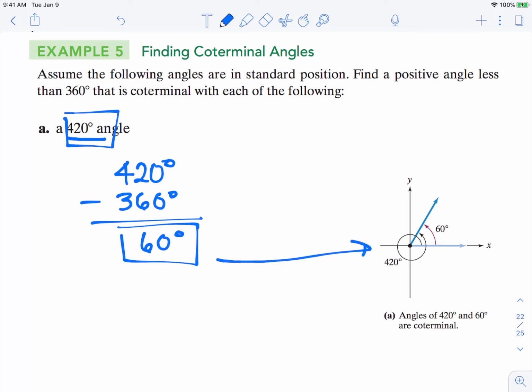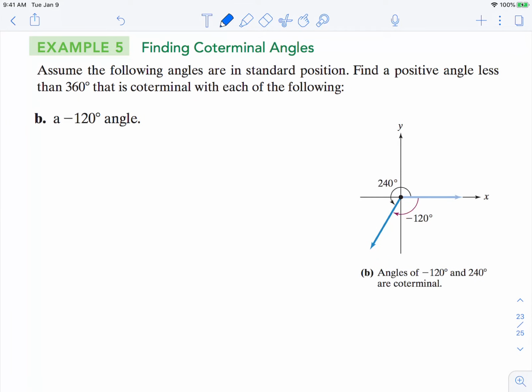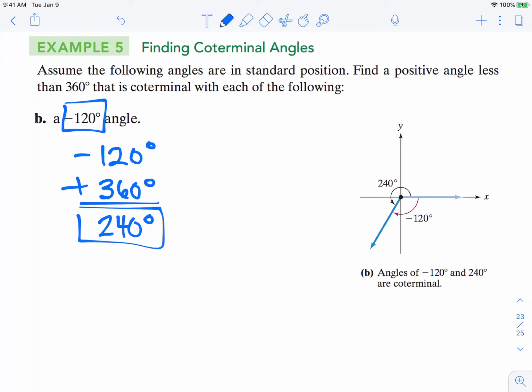And then what I did over here on the right is I graphed those two angles on the same coordinate plane. Here is 60 degrees in the positive, and then this one is 420 degrees in the positive. Example B, negative 120 degrees. We can add 360 degrees to that angle measure, giving us 240 degrees. So 240 degrees and negative 120 degrees are coterminal. And here you can pause and look at the graphs of those two angles.